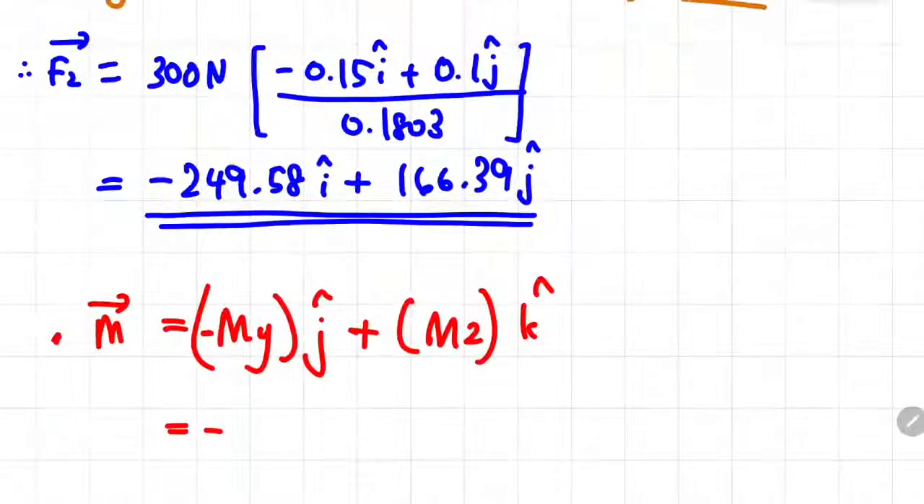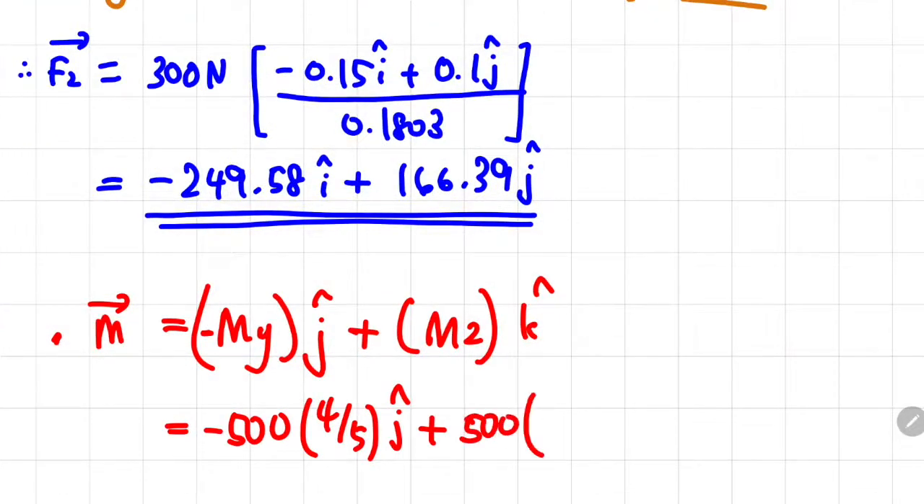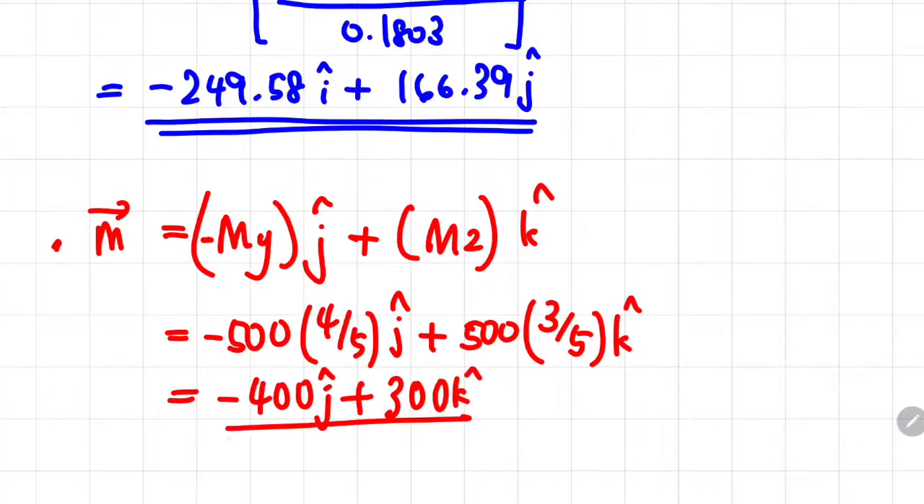So that is the magnitude in the direction of j, and Mz is equivalent to 500 multiplied by 3 over 5 in the direction of k. Simply solve this calculation and you will get a corresponding vector of negative 400j plus 300k, and the unit for this vector is Newton meter. Remember, because it's moment.